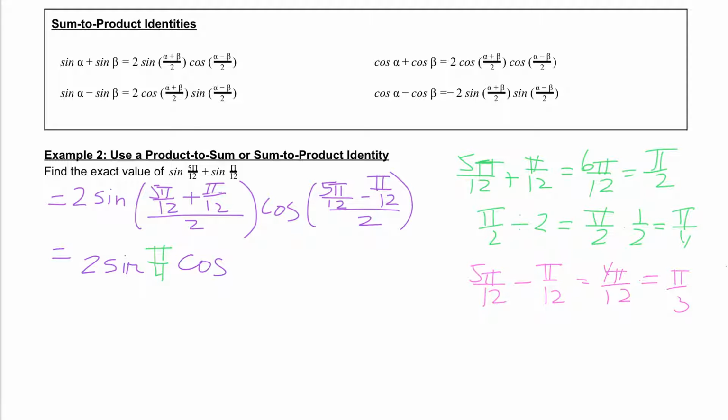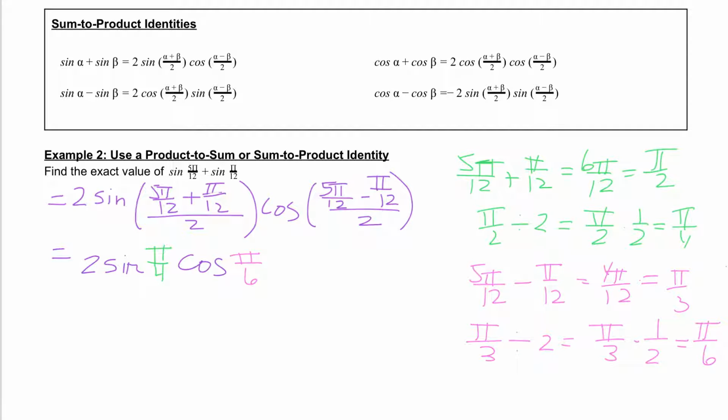And then again, we have to take that pi over 3, which was the numerator, and divide it by 2, which is the same thing as taking pi over 3 and multiplying by a half, which gives us an angle of pi over 6. So we're taking the cosine of pi over 6. And then what we can do is we can go ahead and actually evaluate. These are some of our special right triangles. So we know what the sine of pi over 4 is, and we can also find the cosine of pi over 6.